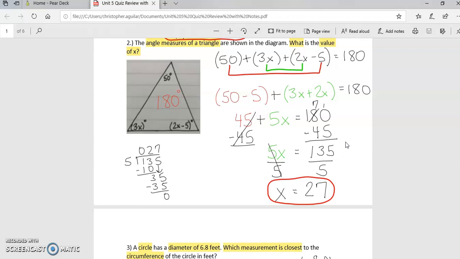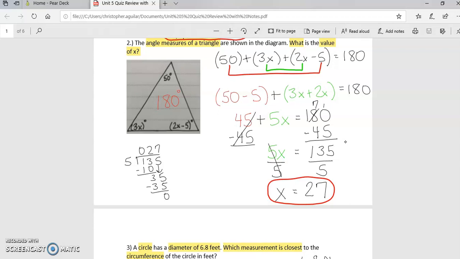Moving on to question 2. It says the angle measures of a triangle are shown in the diagram. What is the value of x? So we have 50 degrees in this top angle, 3x in this bottom left, 2x minus 5 in this bottom right. I know just as a rule that all the angles inside a triangle have to add up to 180. So that's why I wrote this 180 right here in red. They all have to add up to 180. So if that's true, then I can add all of them. Again, they're separate angles, so that's why I put parentheses around them.